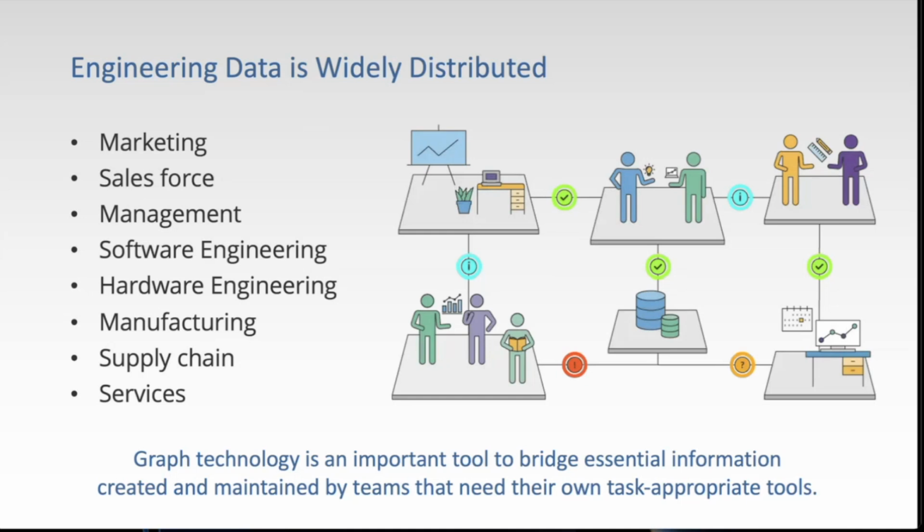So one of the first challenges with digital engineering is that engineering data is widely distributed. All of these departments that contribute to your product engineering environment are using their own tools, and those tools are very important. They're very specific to the kinds of concerns that those teams are working with, and yet they contain very important information that needs to be exchanged with other steps in the process, other teams using other tools. Graph technology is a really important tool to bridge these essential information resources and put them in the right context so that other people can use them.